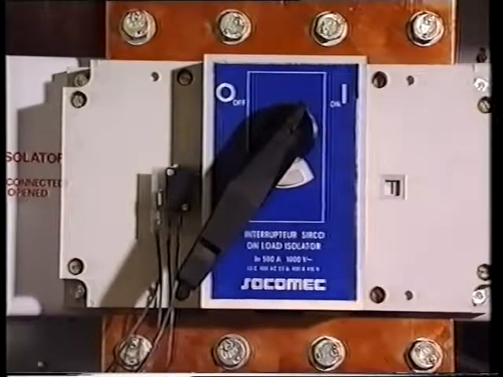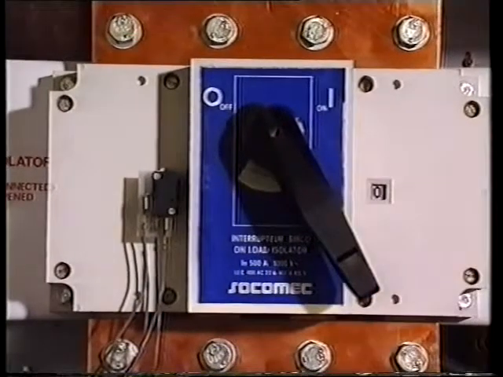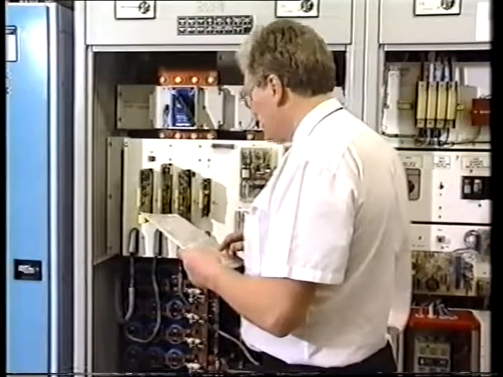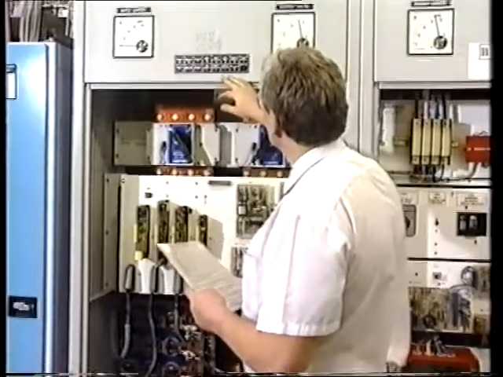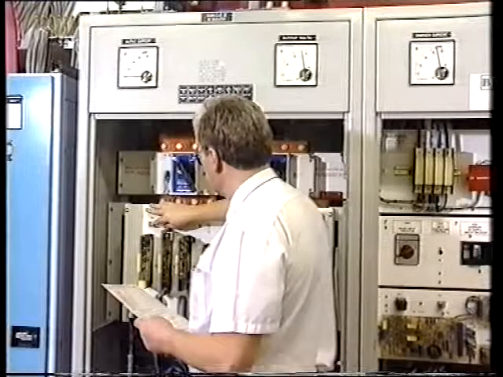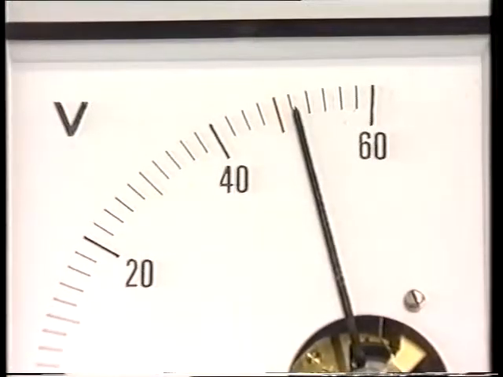Step 3. Switch off the DC output isolator 2SW2. The buck-boost power supply must be switched offline in order to reset the inverter. Step 4. Hold in the inverter reset push button 2PB1 or 2PB2, depending on the model, for about 3 seconds. The inverter should reset and the output voltmeter should display an output voltage slightly higher than 49.5 volts.